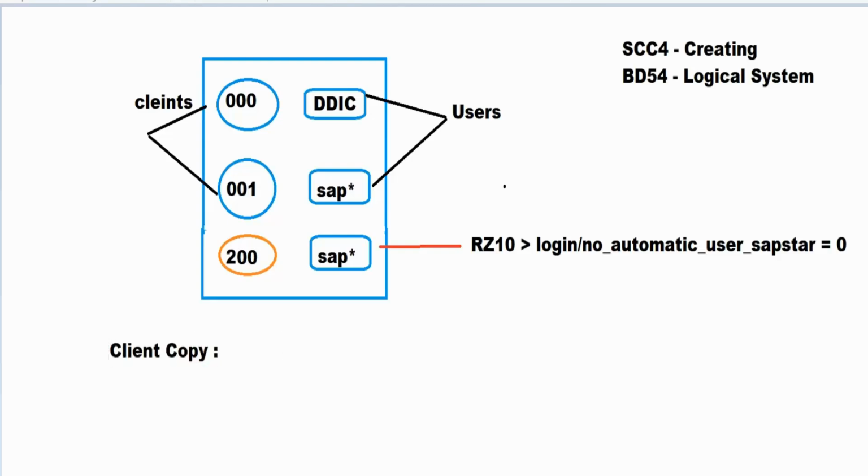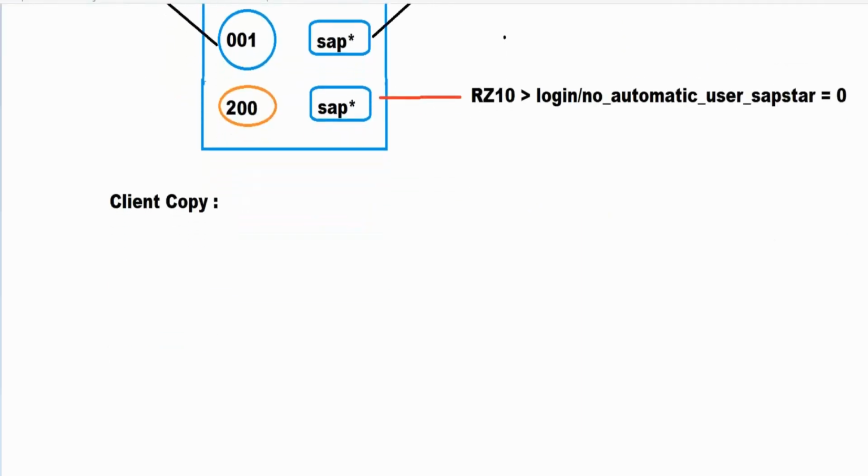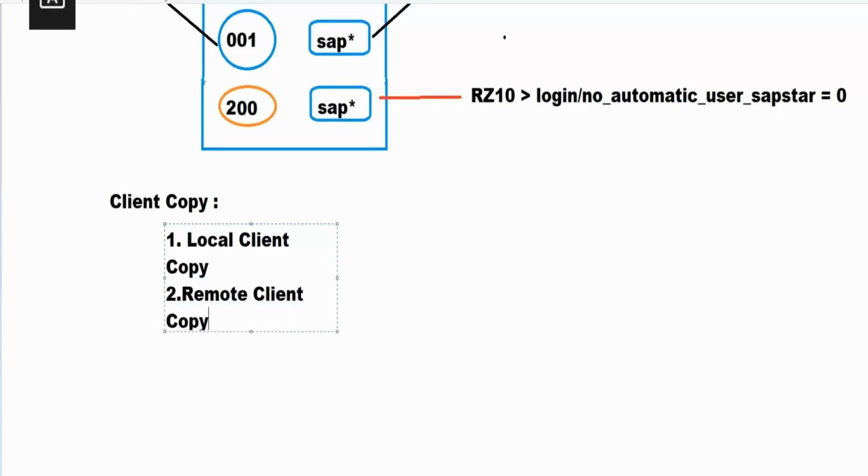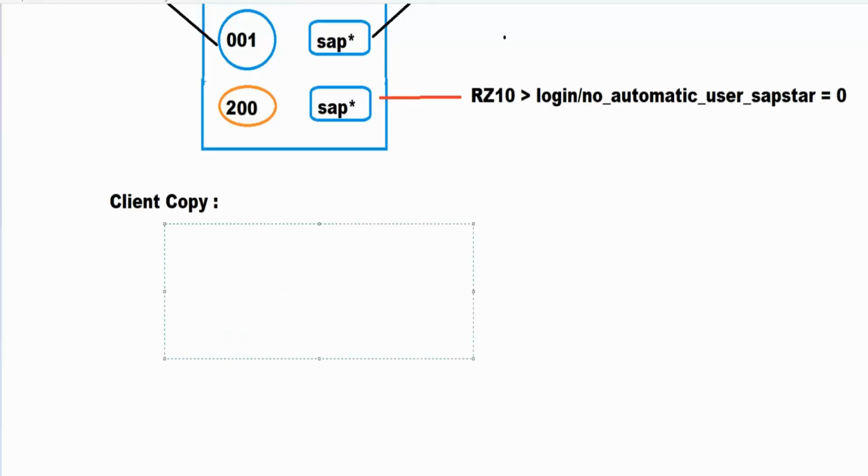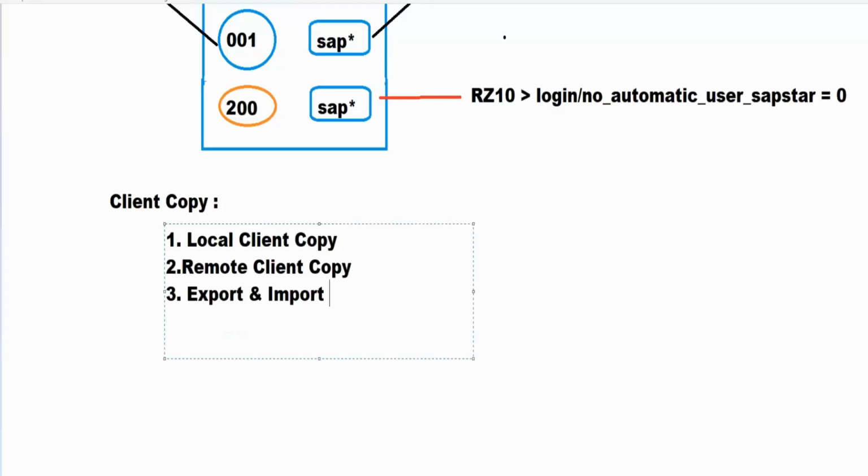So in client copy, we have 3 types. The first one is local client copy. The next one is remote client copy, and the third one is export and import client copy. These 3 types we can use to do the client copy.